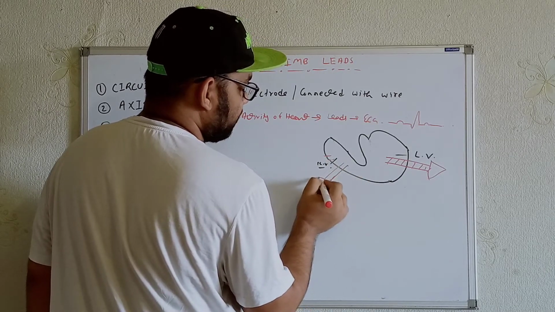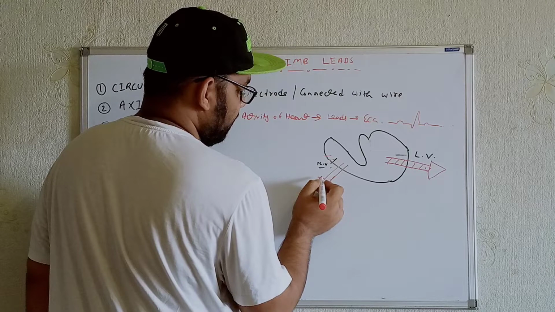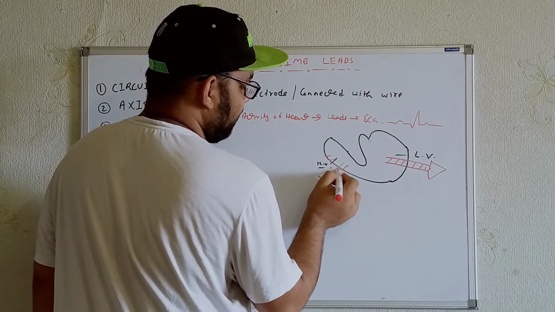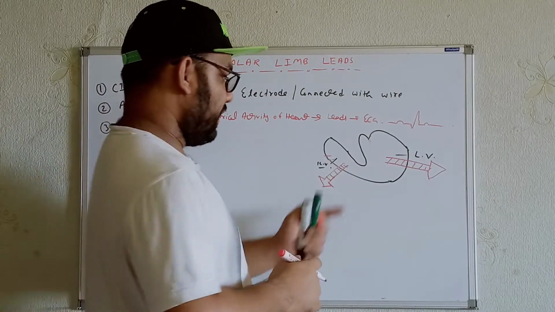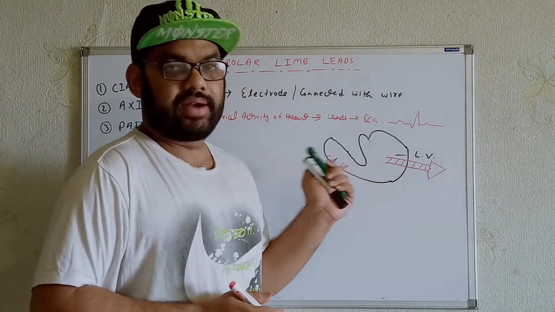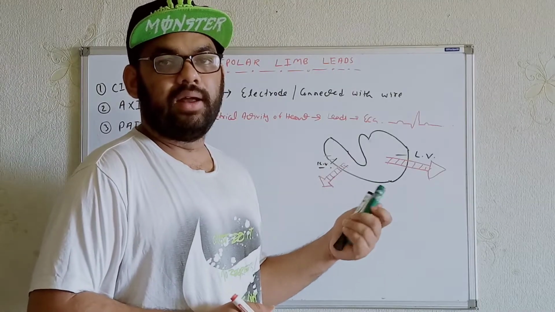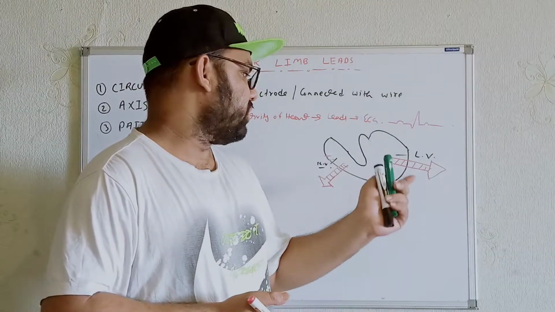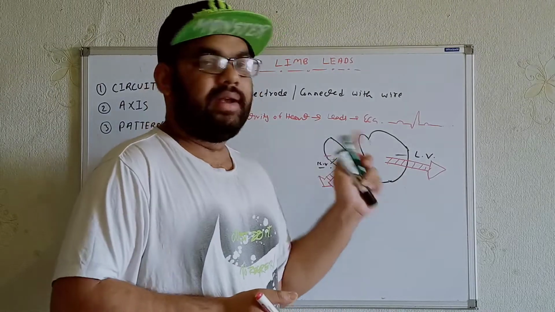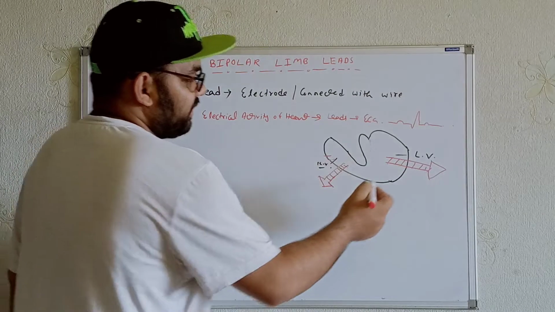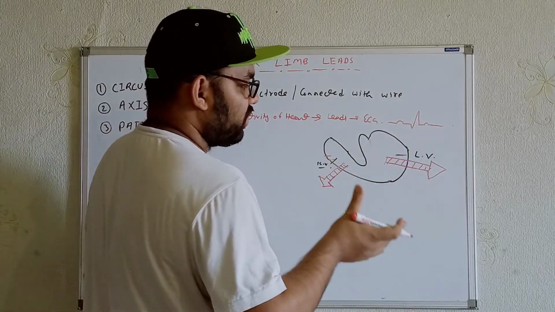Definitely the electromotive force, or we can say the magnitude of the electrical vectors, will be less in the right ventricle, because the left ventricle is thicker than the right ventricle. So definitely there will be more cells. If the cells are more over here, definitely the depolarization will be more. As a result, the vector produced by the left ventricle will be much stronger.